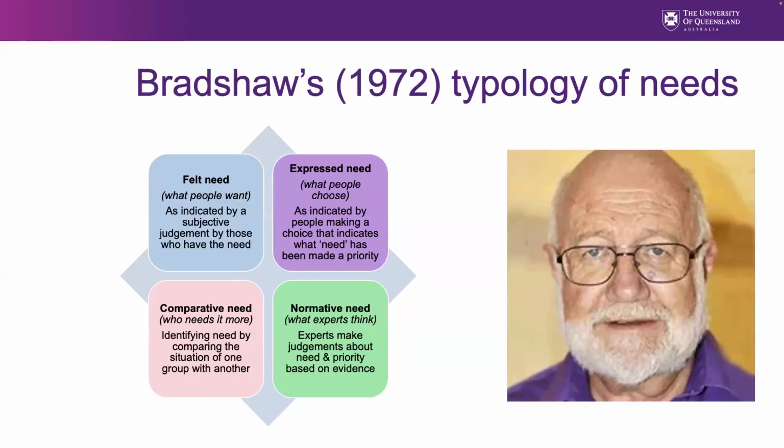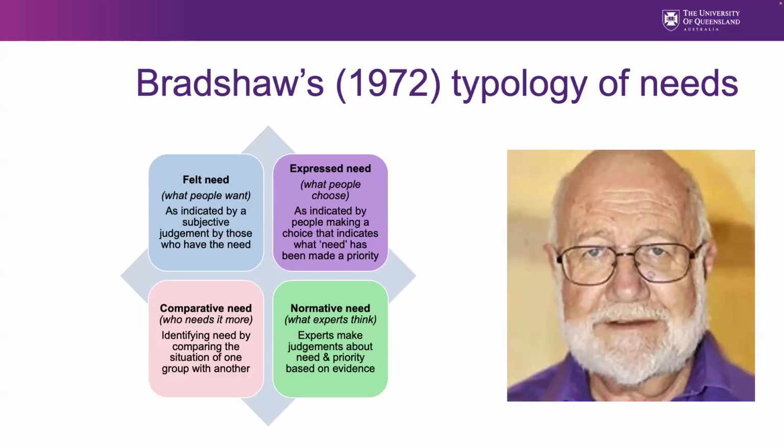So Bradshaw provided this typology. He provided a typology of 4 kinds of needs, speaking initially about the felt needs. That is just what people want. And this is indicated by a subjective judgment by those who have the need. And then he spoke also about the expressed need, that is what people choose. And this refers to the need indicated by the choices of the people themselves about what they prioritize, or what they feel like should come first in terms of addressing things.